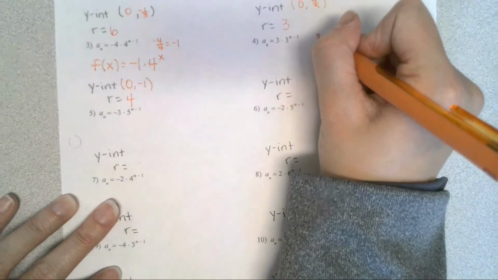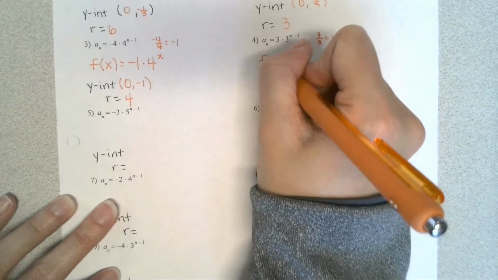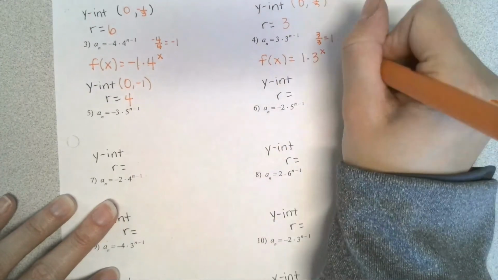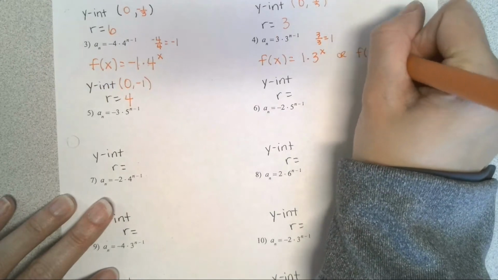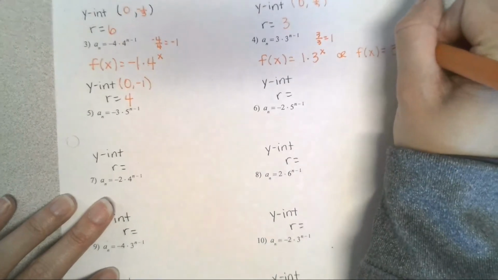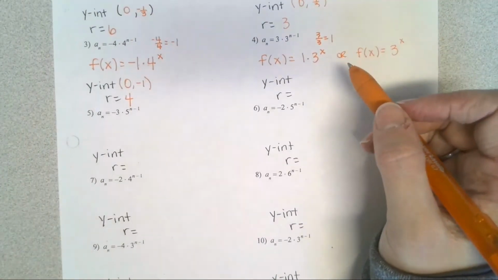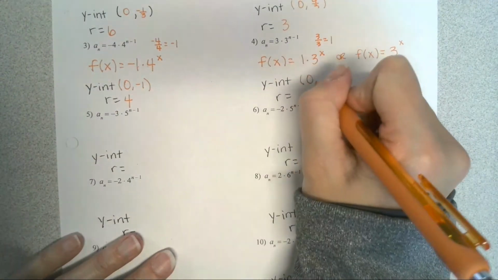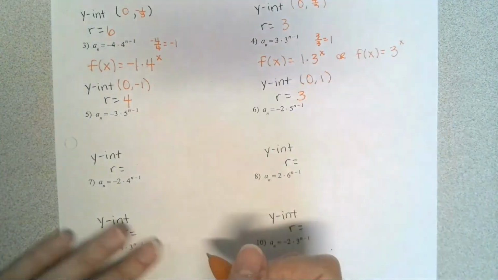Here, my y-intercept is 3 over 3, which is 1. So f of x equals 1 times 3 to the x. Or this could only be f of x equals 3 to the x. And the reason is because when you multiply by 1, it's redundant. You don't have to write that. My y-intercept is 0, 1, and my common ratio is 3.